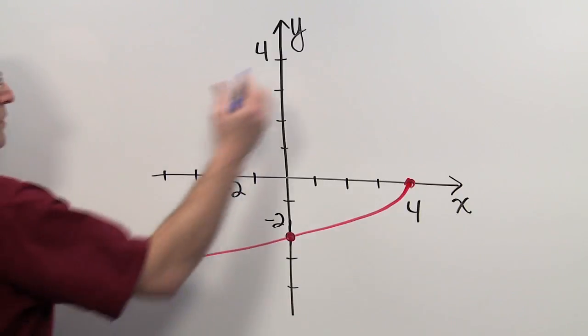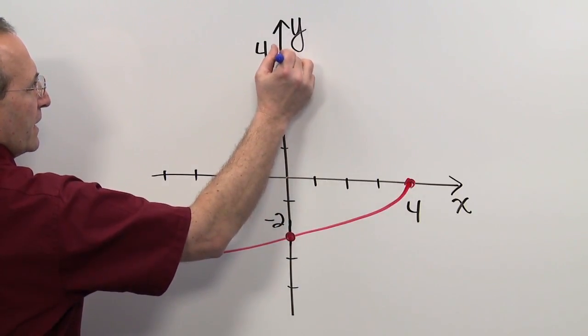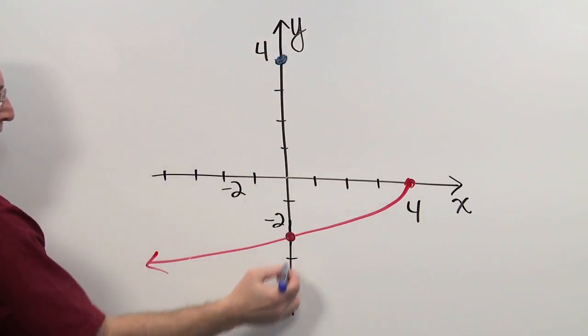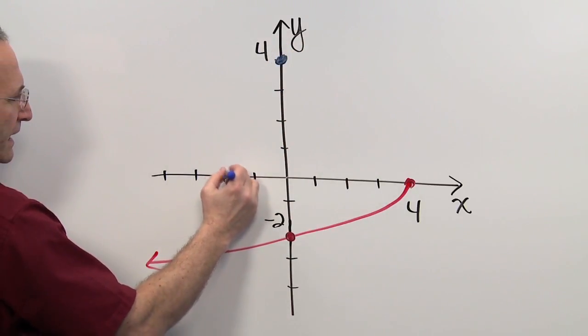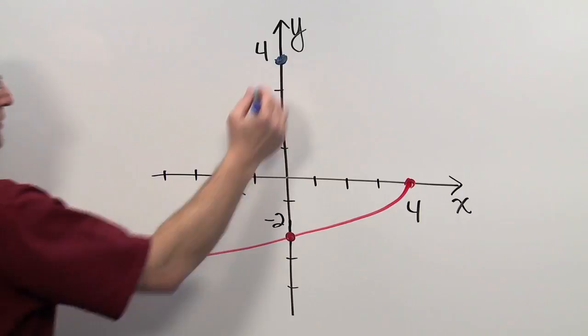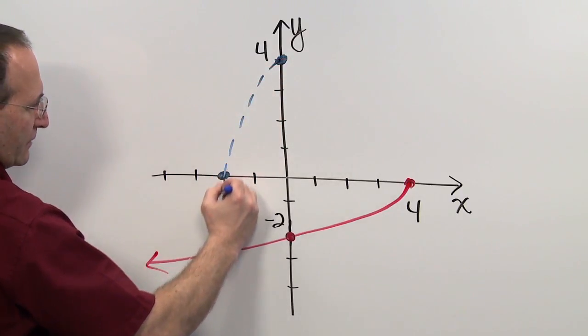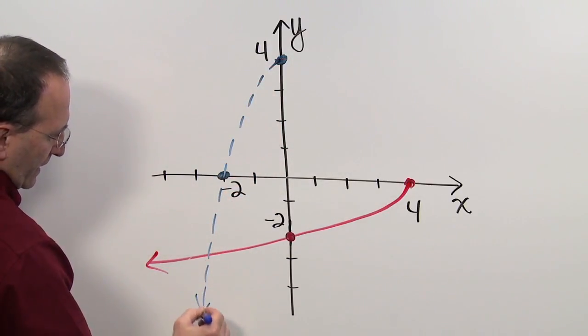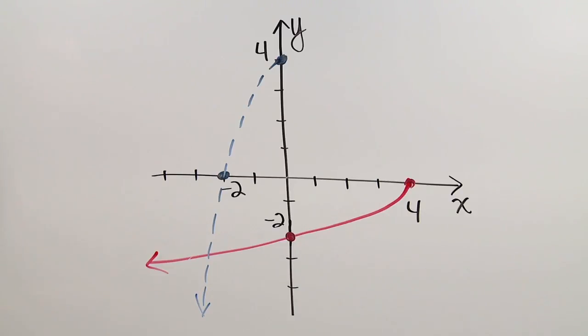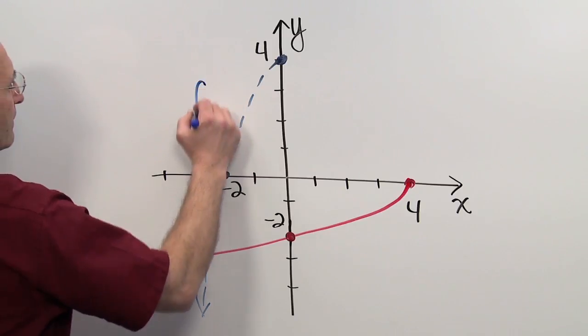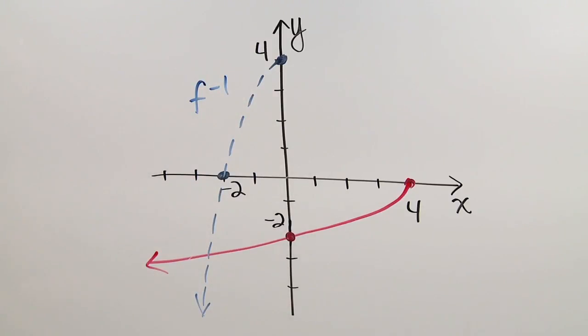And so this point would be up here at 4. This point would be at -2. And the graph would begin to come down like this. And, of course, it starts at 4, passes through -2, and as x goes to negative infinity, y is also going to negative infinity. So the blue shows the graph of the inverse function.